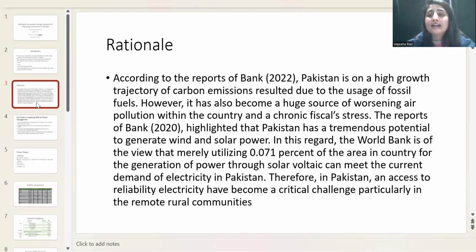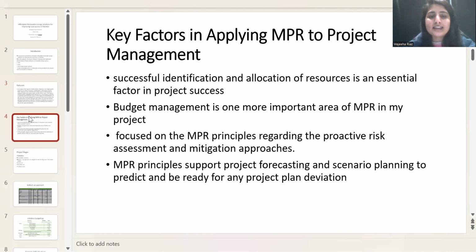So let's discuss further how I am going to manage these resources. Firstly, the key factors that I am applying from the managing project resources principle to project management. Firstly, I successfully identify and allocate resources to my project, because successful identification and allocation of resources is an essential factor of project management to make any project successful.